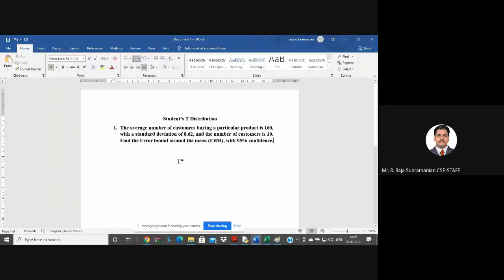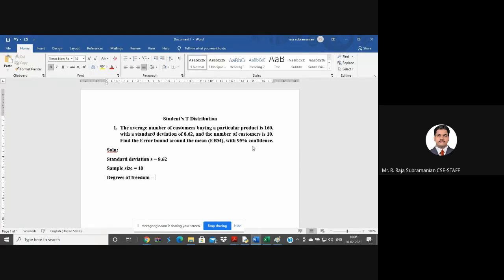Now what I will do, first I will take the standard deviation. So what is the standard deviation here? Please be unmuted. This is more important. You'll be having quizzes also based on this. So please be unmuted. What is the standard deviation here? Yes, 8.62. The standard deviation I call S is equal to 8.62, and the sample size n is equal to 10. Why I say 10 is because I have 10 customers, so the sample size is 10. And immediately after writing the sample size, you write the degrees of freedom.